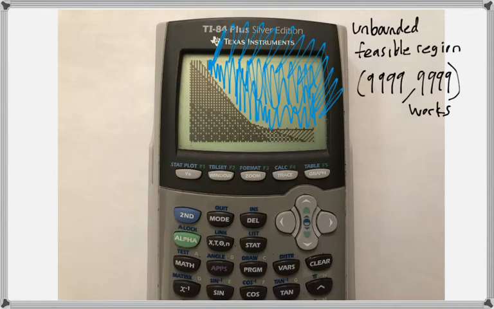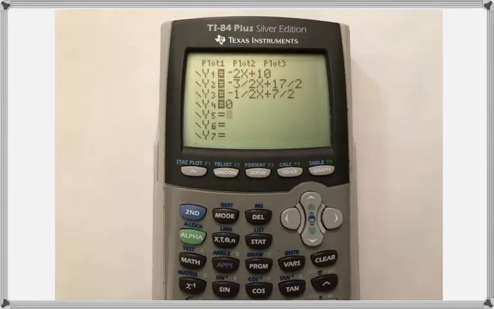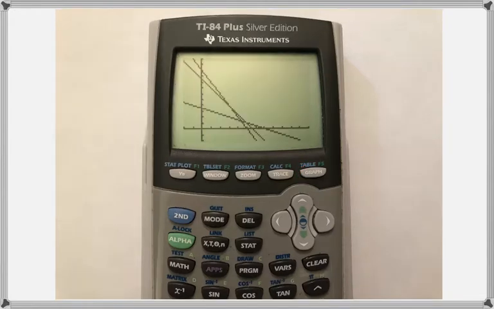However, our problem is trying to minimize. So we don't really care. We're looking for the minimum value. So we are searching for these corner points here, and one of those is going to give us the minimum. So let's remove the shading. So I want to change all of these back to the line symbol and then graph it, because that will make it easier to find the intersection points.